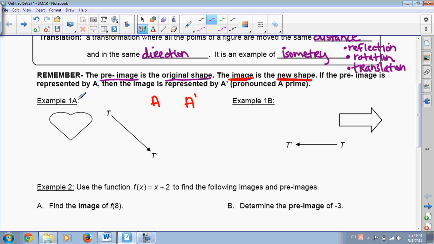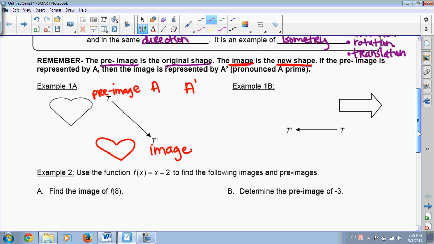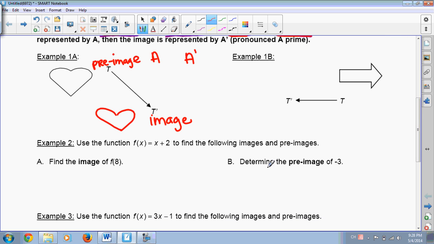For example, here we have an original heart. So this is called heart T. And once we move the heart down and to the right, we draw the new heart, it's now called T prime. So this one is the pre-image, and now once you move it, this is called the image. Okay, we'll look at 1B in class.